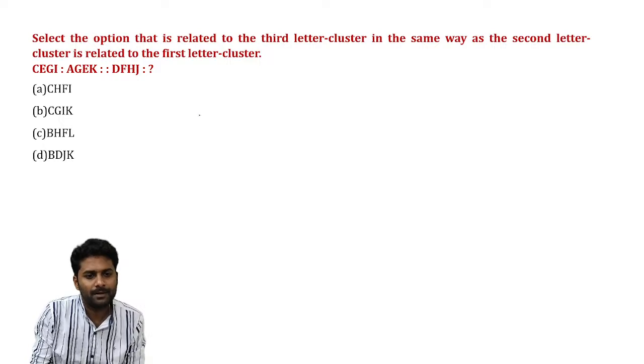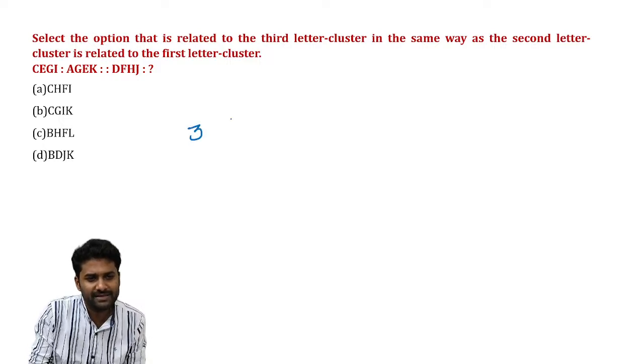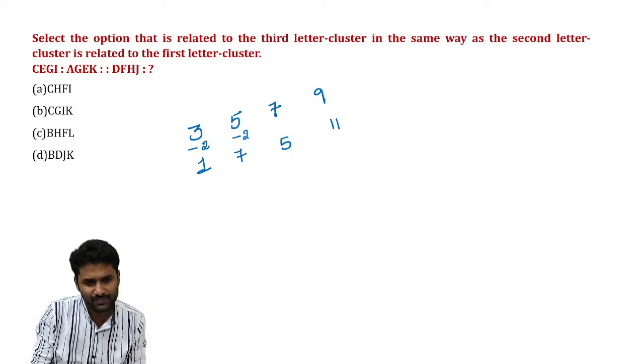Now see, let's check with this alphabetical. C is 3, E is 5, G is 7, I is 9. So as you're aware of that, A1, G7, E5, K11. So let's check these conditions again. Minus 2, minus 2, sorry, plus 2. Again minus 2, plus 2.